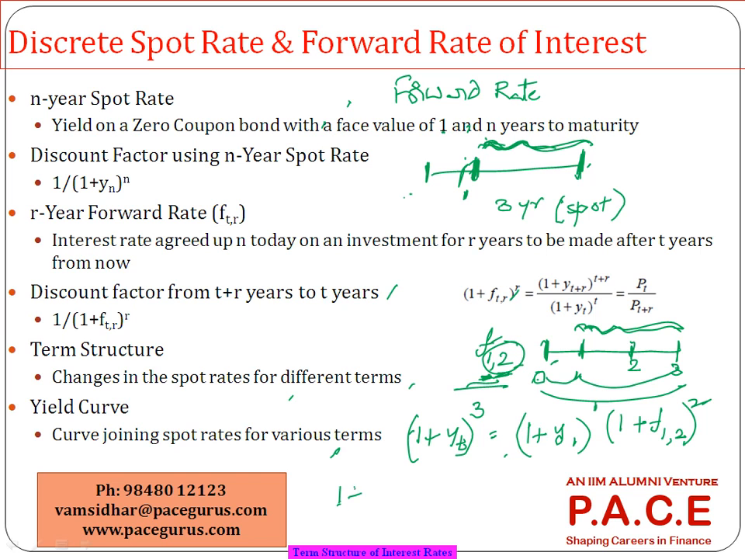So from here I should be able to find out, because spot rates I know as of today, but the forward rate is the interest rate in future. So how do I find out? I do it like this: (1 plus y3) whole cube divided by (1 plus y1). Whatever I get is (1 plus f12) squared, and taking the square root, I will get f12, the 2 year forward rate 1 year from now.